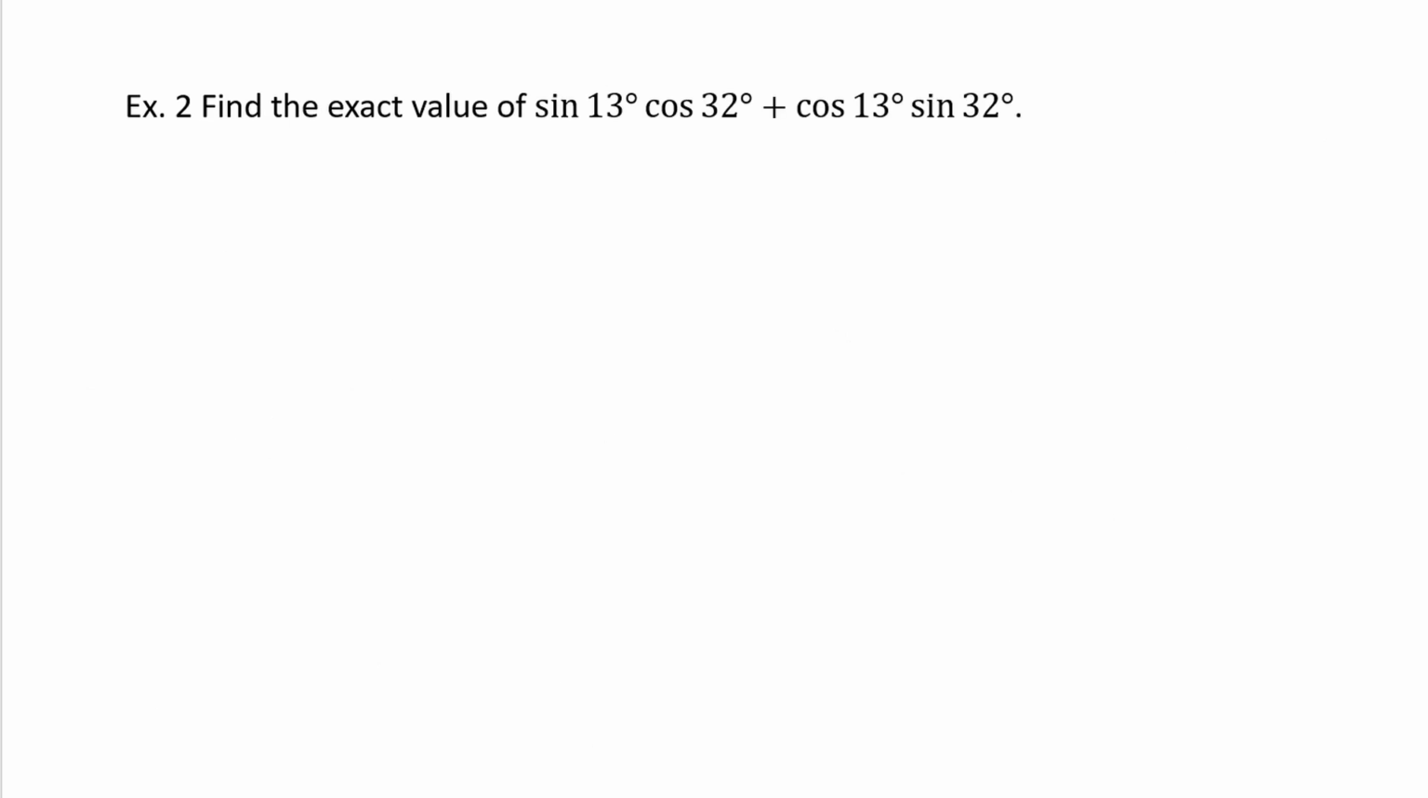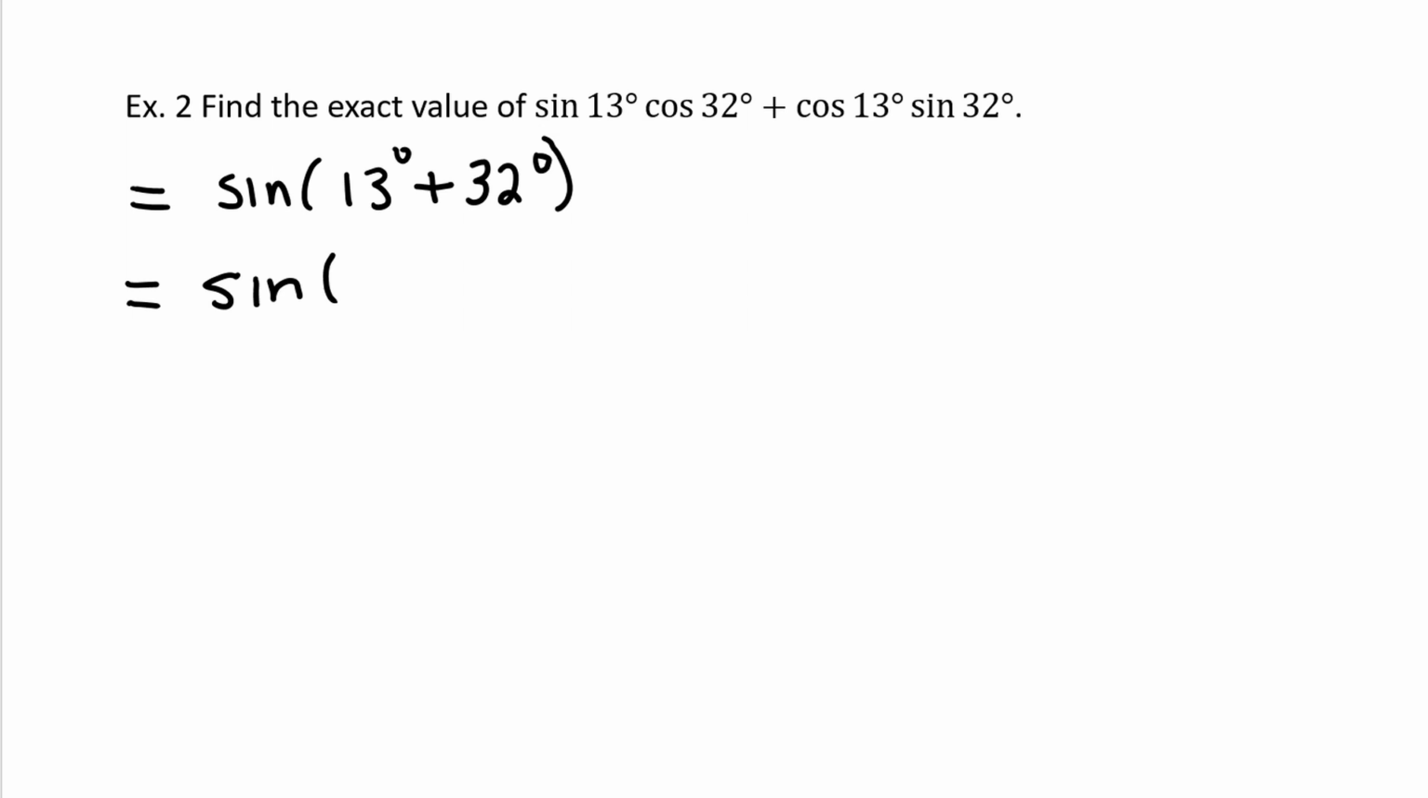Find the exact value of the sine of 13 degrees times the cosine of 32 degrees plus the cosine of 13 degrees times the sine of 32 degrees. We step back for a moment and recognize that this is a sine of a sum of two measurements, and so we can look at this using the addition formula for sines and write that the expression I just said is equal to the sine of 13 degrees plus 32 degrees. And 13 plus 32 is 45, so this will be the sine of 45 degrees, which we know is the square root of 2 over 2.